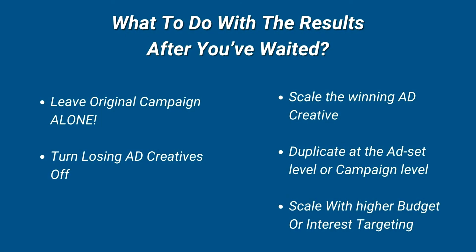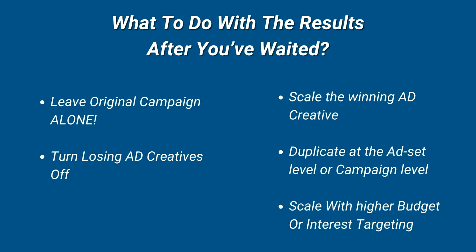So next, what to do with the results after you've waited. Now, if you find you have a winning creative, the number one thing to do is leave it alone. Don't touch that ad set, just let it run, because any changes could potentially mess it up. So just leave it alone, and as time goes by, it will most likely start to dwindle. And when it does start to dwindle, what you want to do here is turn off the ad creative that's not working at the ad level within your ad set, and let all of your ad spend go to the best performer.